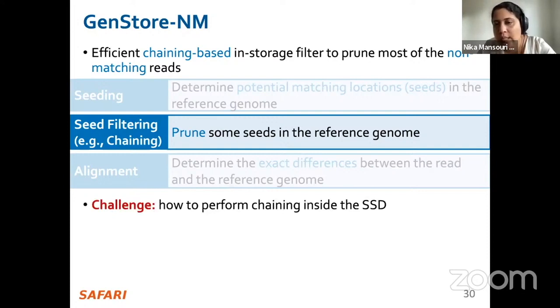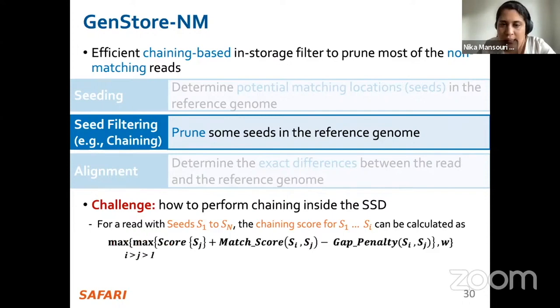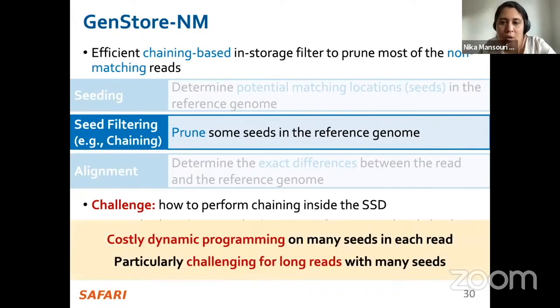Calculating a chaining score in SSD is challenging because finding the best chaining score requires performing many iterations of a dynamic programming algorithm for all seeds within a read, and this is particularly challenging. Basically, this iteration happens for every seed, and that can be challenging for long reads since they have a large number of k-mers per read.